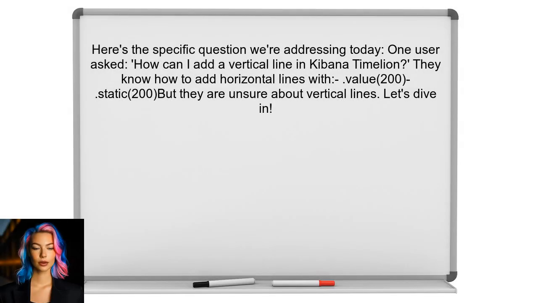Here's the specific question we're addressing today. One user asked, how can I add a vertical line in Kibana Timelion? They mentioned they already know how to add horizontal lines using commands like .value or .static, but they are unsure about vertical lines. Sound familiar? Let's dive into this together.